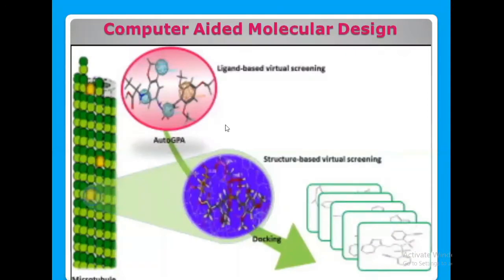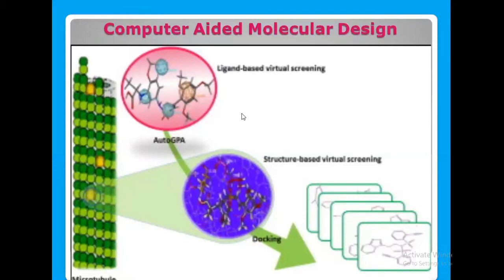Here you can see this is CAMD, Computer Aided Molecular Design. This is a microtubule. On the left side, you can see the structure of a microtubule present in the cell. A microtubule is made up of two subunits, alpha and beta subunits of tubulin protein. If you want to study the 3D structure of a tubulin protein, you can use CAMD. Two approaches are possible in the computer field for studying the structure of any compound.